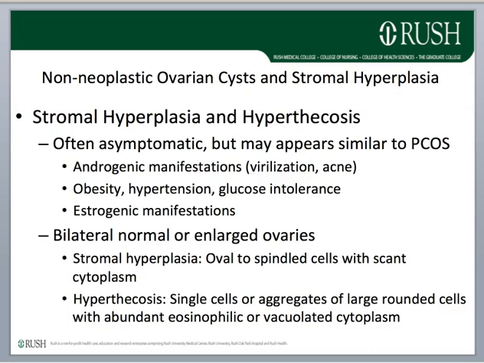The ovaries may be bilaterally normal or enlarged. In stromal hyperplasia, there's oval to spindled cells with scant cytoplasm, while in hyperthecosis, there's a background of stromal hyperplasia with single cells or aggregates of rounded cells with abundant eosinophilic vacuolated cytoplasm.